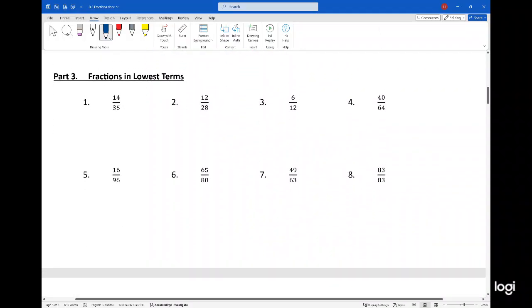Part 3, fractions in lowest terms. So what we're doing here is just looking for any number that we can divide the top and bottom by nicely and try to get rid of the excess stuff, so that basically everyone has the same answer.